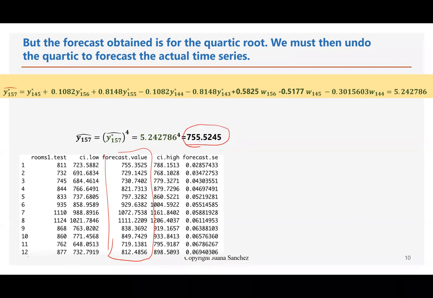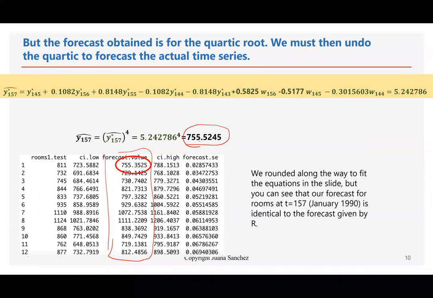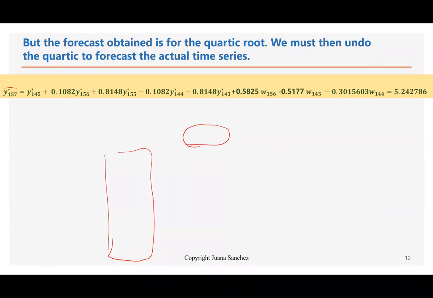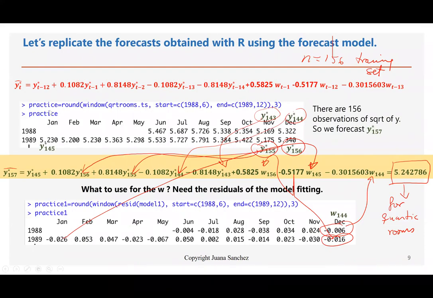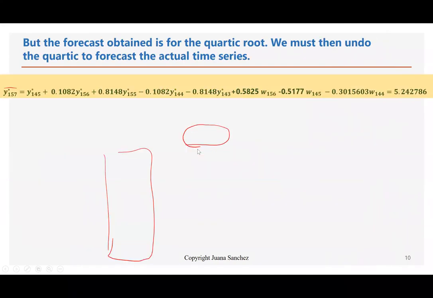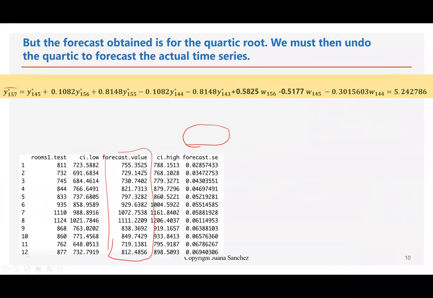This is what we obtain, 755.5245, which corresponds to this forecast here. Now you may say, yours is not exactly the same as the one that R gave us. Well, it's pretty much the same. Why is it different? Notice that I rounded, and R is not rounding. R is working in the background. I rounded so that I could show you all the numbers on the screen. Otherwise, I have 7 or 8 decimals and it doesn't fit. If you don't round, you're going to get exactly the same answer that R got.